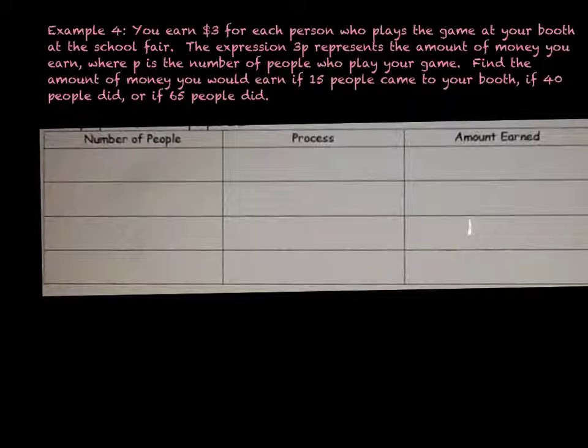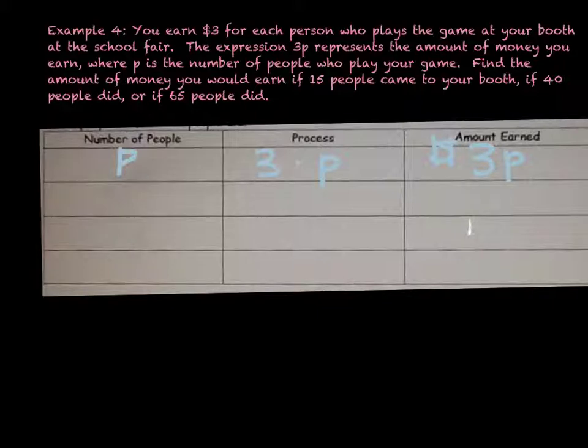So what you see on your screen is a chart that might help us organize the information that we're setting up for this. We're looking at the amount of people, which is represented by the variable p, because we know that that value can change. So I'm going to put that under number of people. The process, or how I'm going to find out how much I earn, is I'm going to do 3, because I earn $3 for each person, times the number of people that play. And then my amount earned for p people would just be 3p, or 3 times p dollars. Always want to remember my unit sign.